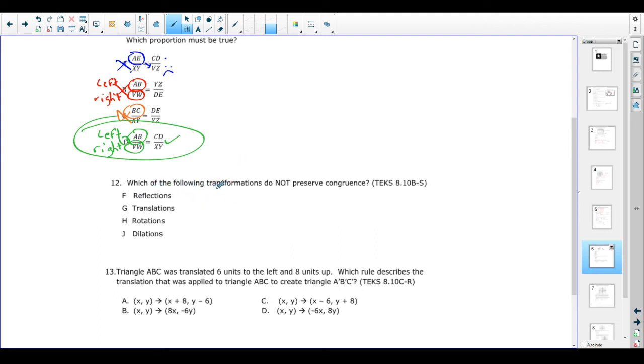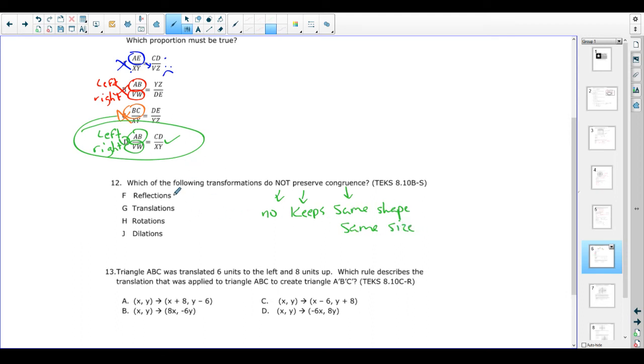Which of the following transformations do not preserve congruence? The congruence means same shape, same size. Preserve means keeps, and not means no. When we say which of these does not preserve congruence, which one does not keep the same shape and same size when we do it?